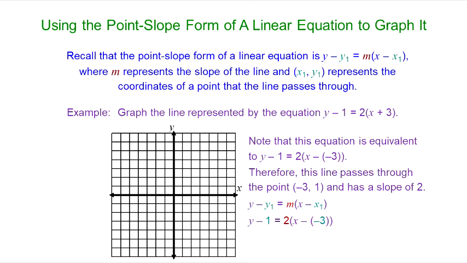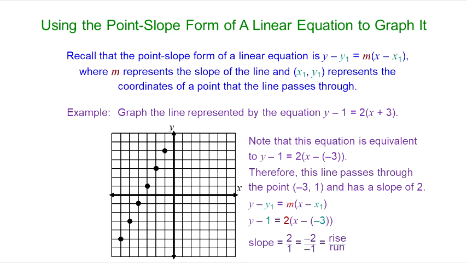This tells me that my line passes through the point negative 3, 1, and so I will plot that point on my graph. Next, let's talk about the slope. The slope, as I said earlier, is equal to 2. And since slope is equal to rise over run, I can start at the point I just plotted and rise 2 and run 1, and then rise 2 and run 1 again.